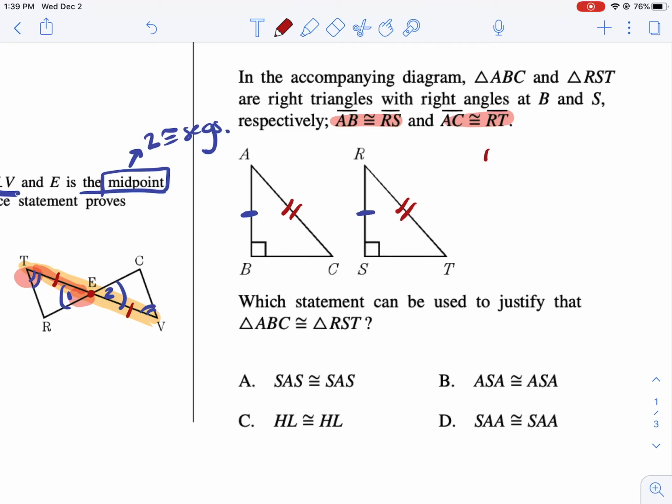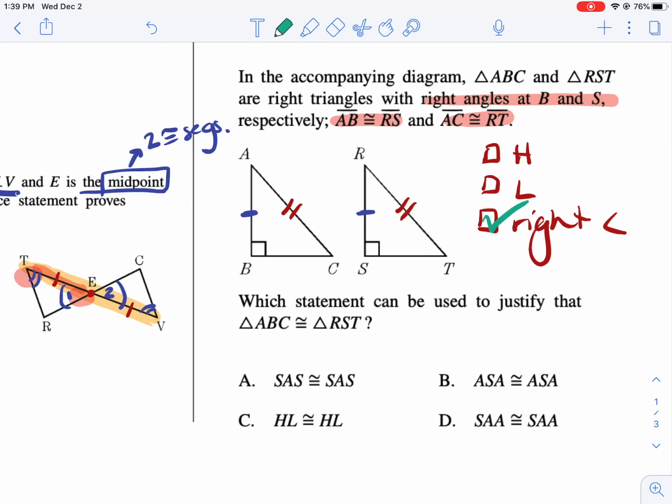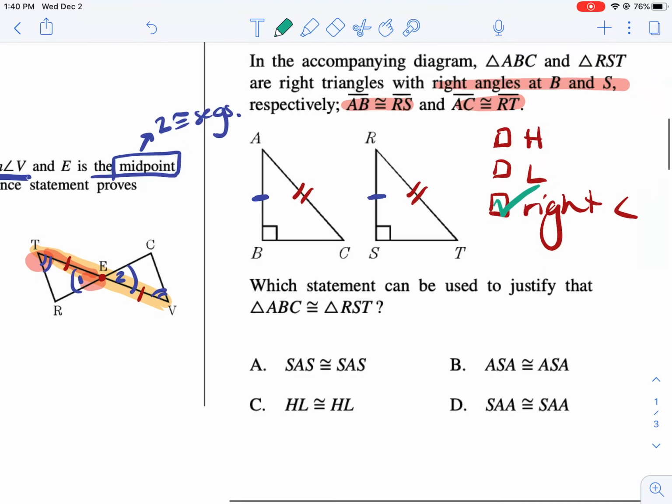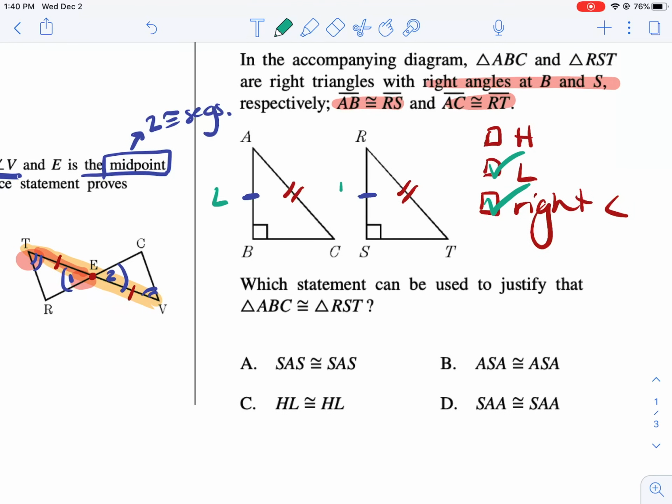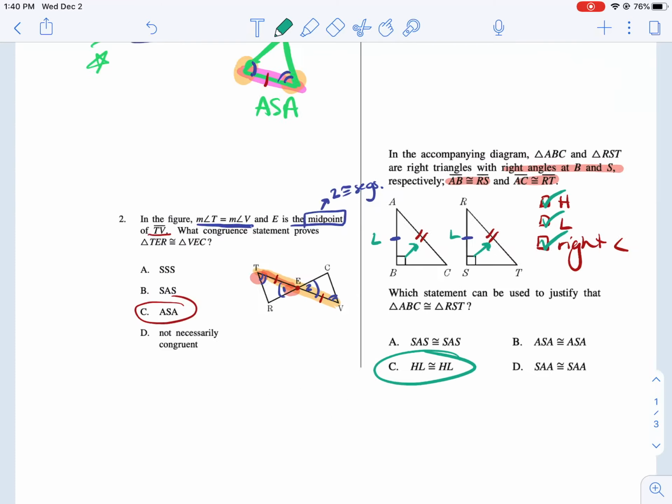So let's go through. We need 3 things in order to have triangles that are congruent using hypotenuse leg. All right. Do we have right angles? Yep. Because look up here, they told us we have right angles. So I'm going to check that guy off. Check. Do we have a leg? Check, right? This is a leg. And remember, the hypotenuse is the side across. So we can use hypotenuse leg here.